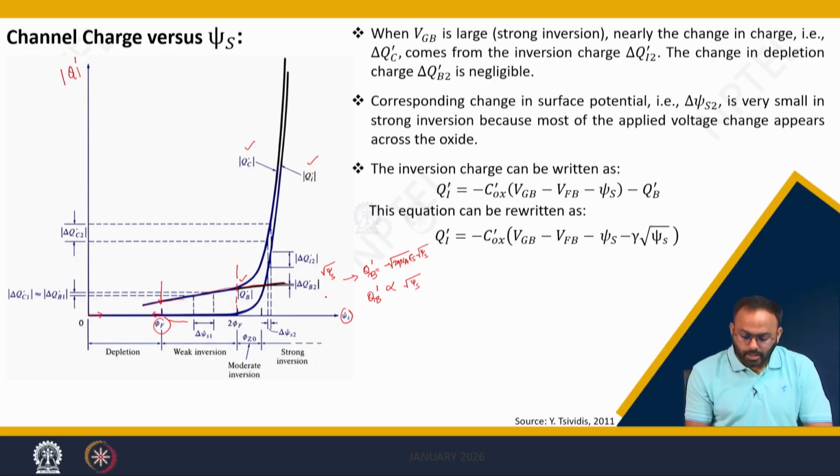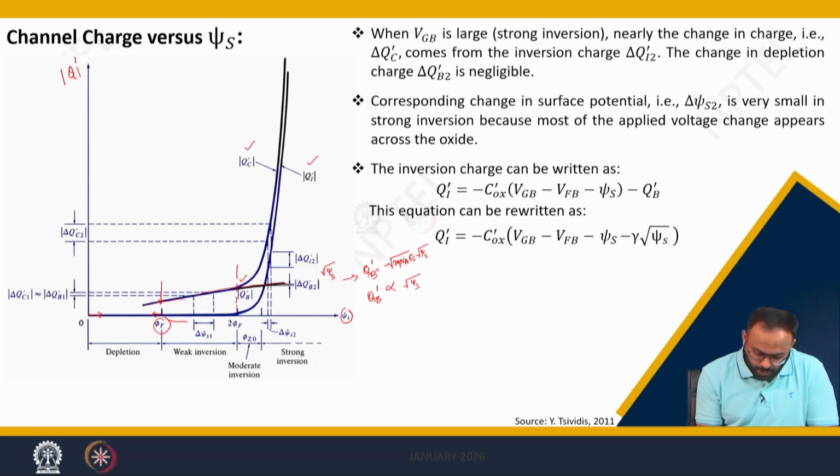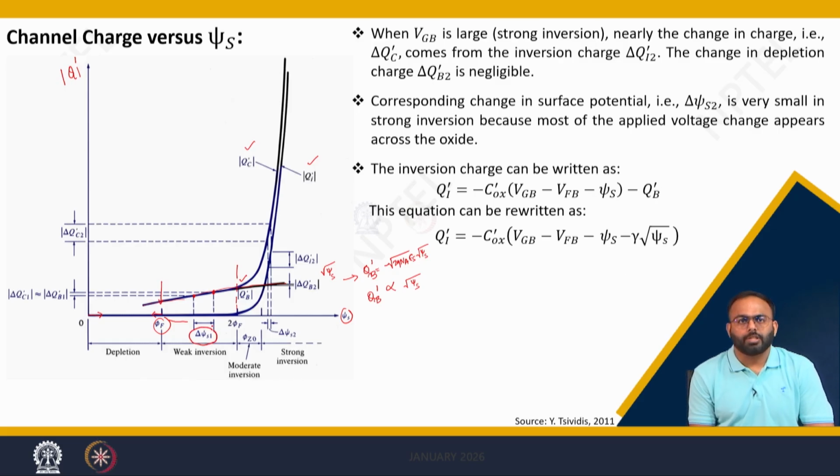Here it is not necessary only to see what amount of charge we have, rather how the charge is dependent on the change in the potential. If you see carefully, to change the charge in the depletion region or in the weak inversion region, we need to apply a significant amount of change in surface potential. It means you need to increase the gate to body voltage in such a way that there is a significant change in surface potential.